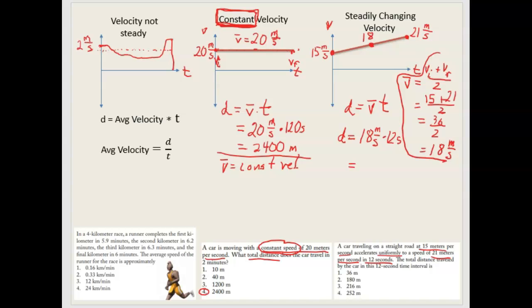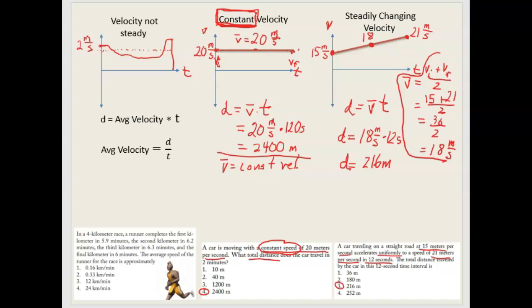And then we multiply these. So 18 times 10 would be 180. 18 times 2 would be 36. 180 plus 36 would be 216. Okay, so we got our displacement would be 216 meters in the positive direction, or our distance would be 216 meters because we're traveling in one direction on a straight road. All right, so that would be our answer, 216 meters.